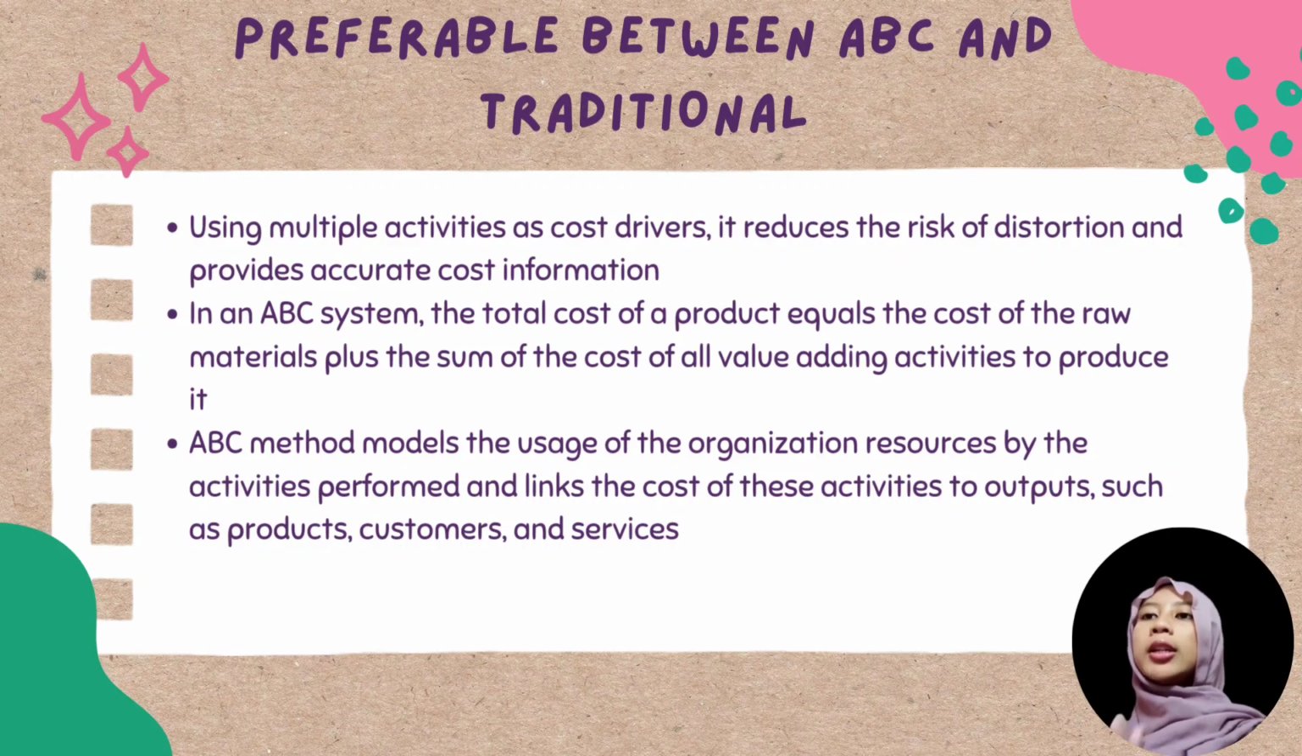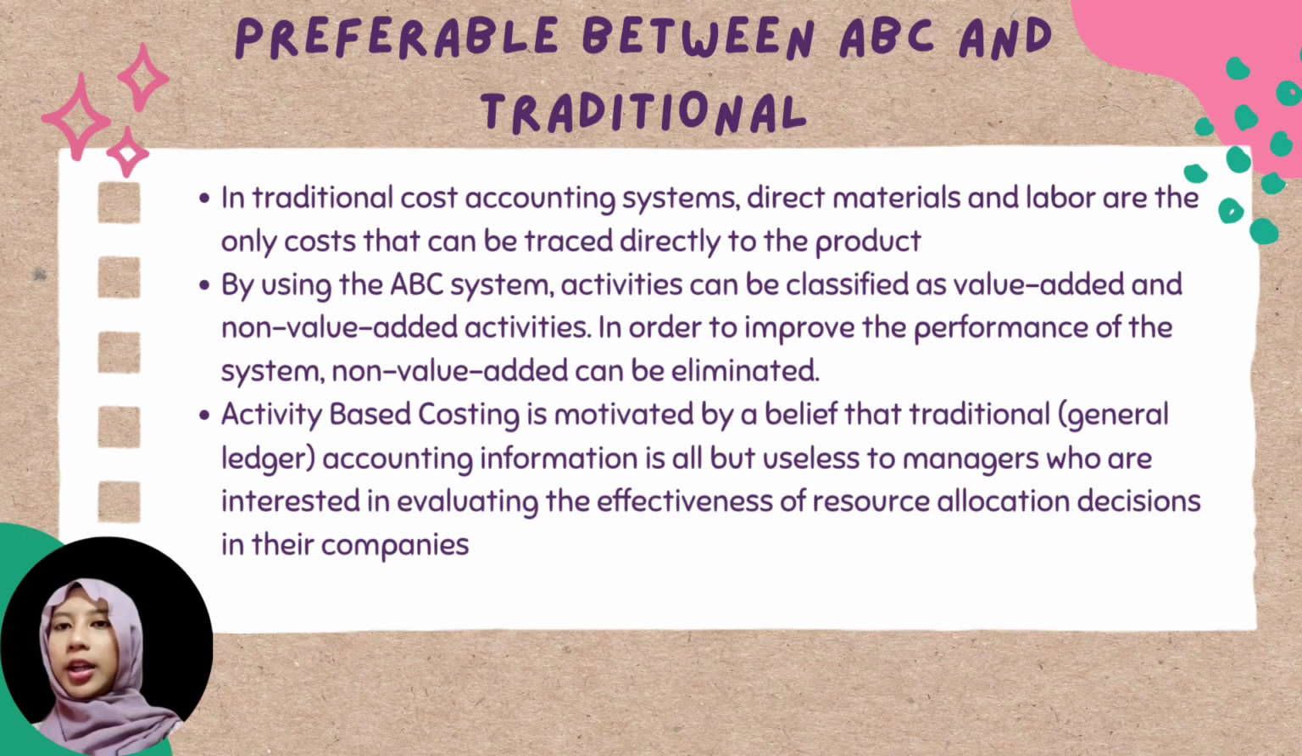The ABC method models the resources of the organization, results by the activity performed, and links the cost of these activities to outputs such as products, customers, and services. In traditional cost accounting systems, direct materials and labor are the only costs that can be traced directly to the product. By using the ABC system, activities can be classified as value added and non-value added. In order to improve the performance of the system, non-value added activities can be eliminated.